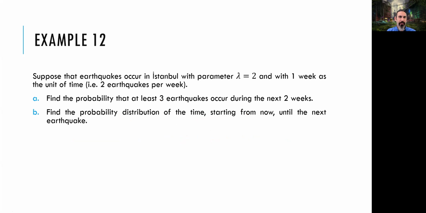Another usage of Poisson random variables, this is something about time. When we're talking about time, we are usually talking about the Poisson random variable or the exponential, but we're going to see it next week, not this week.